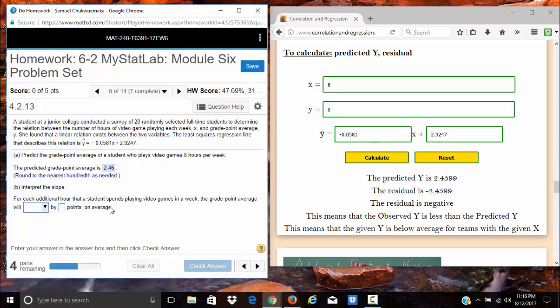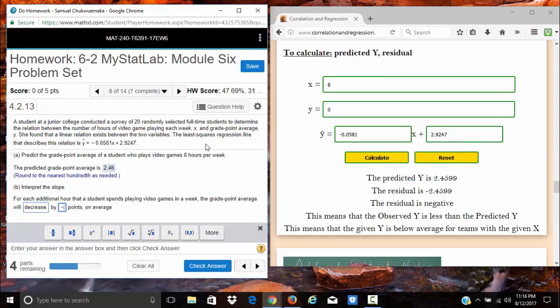That will be the GPA. So this actually means, because of the interpretation of the least squares regression line, that for each additional hour, this is the slope, negative 0.0581. So the interpretation means that for each additional hour that a student spends playing video games in a week, the grade point average, of course, because it's a negative slope, will decrease.